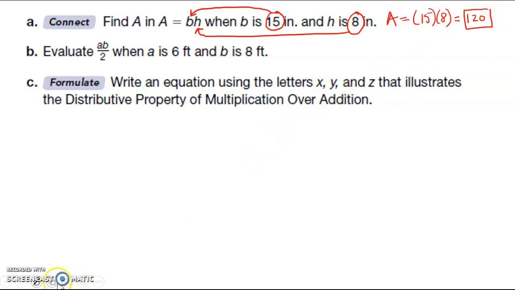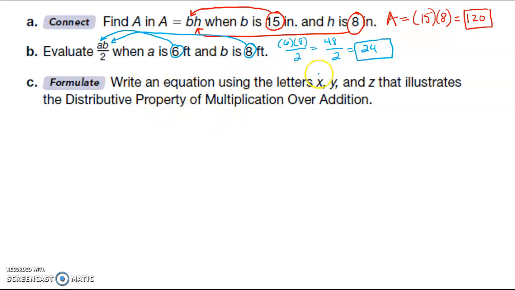Okay. Let me change colors here. This says evaluate AB divided by 2 when A is 6 and B is 8. Again, I'm going to plug these into the formula. So 6 goes where A is at and 8 goes where B is at. So I have 6 times 8 over 2, which is 48 over 2, which is 24.